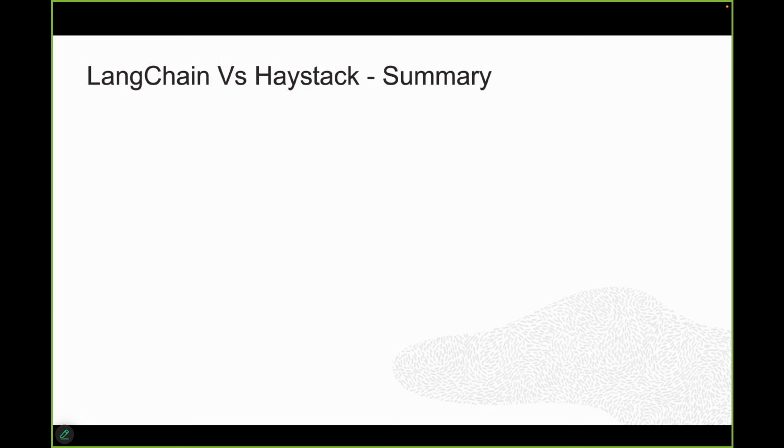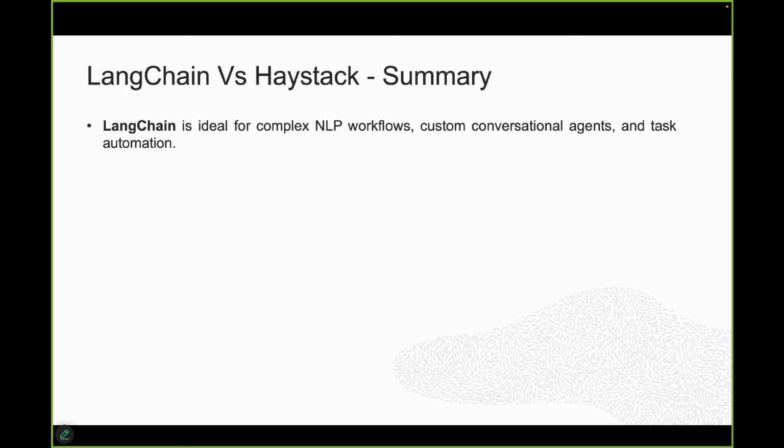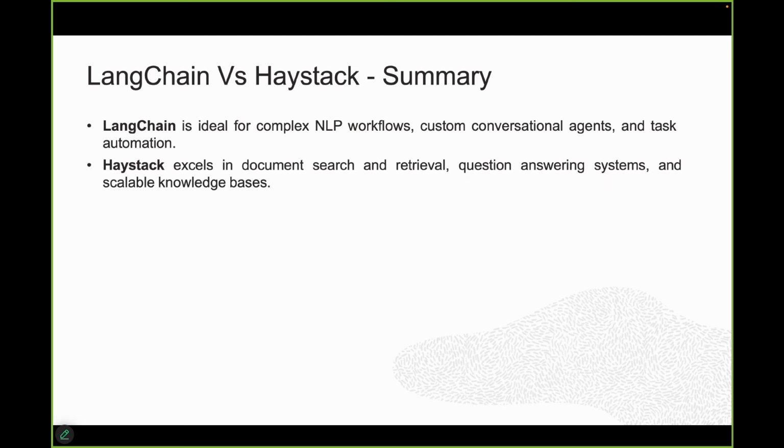So in short, LangChain is ideal for complex NLP workflows, custom conversational agents, and task automation, whereas Haystack excels in document search and retrieval, question answering systems, and scalable knowledge bases.